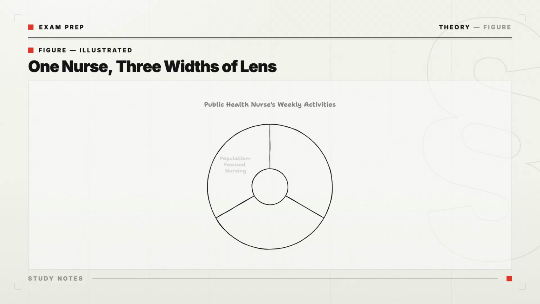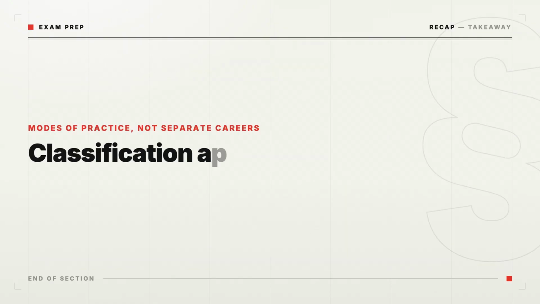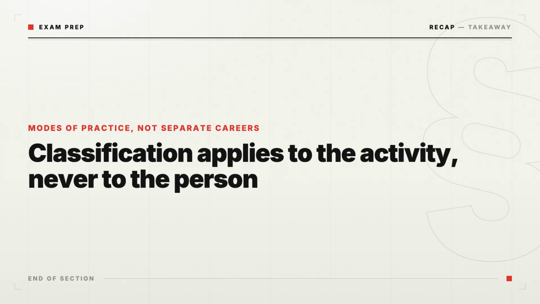A single public health nurse might give wound care to a homebound elder on Monday, run an immunization clinic on Wednesday, and analyze county data on Friday. 3 practice areas, 1 nurse, 1 week, 1 job description. Keep this separate from level of prevention too, since they're independent axes. But the core habit to build is always asking, for this specific action, whose health am I accountable to?